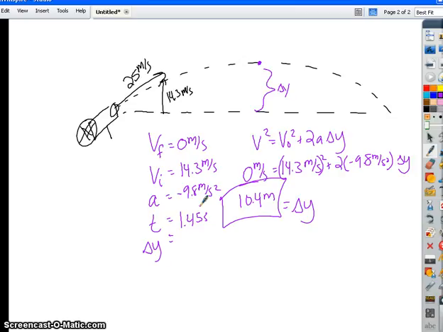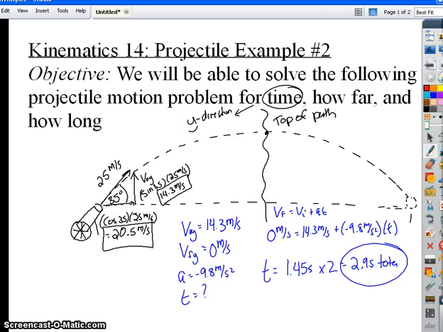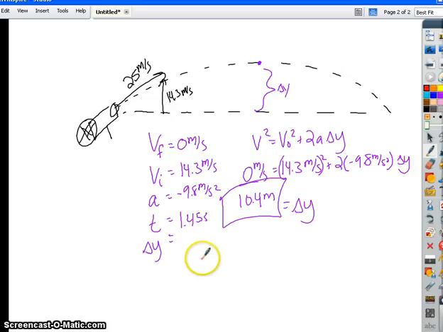Our last piece is how far does this thing go? We know in the x direction, let's look back here, it is going 20.5 meters per second. So the initial velocity in the x is equal to 20.5 meters per second. We are solving for delta x, and we know this thing is in the air for a total time of 2.9 seconds.